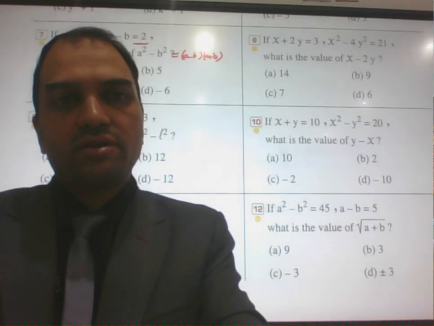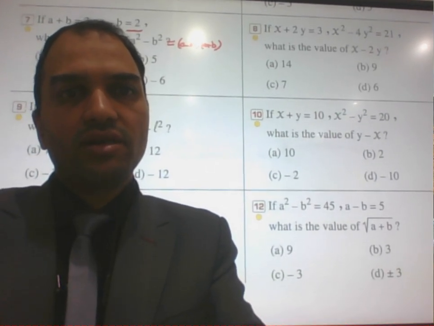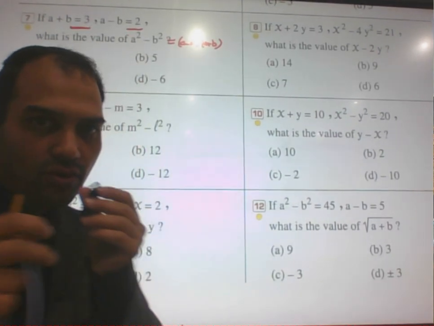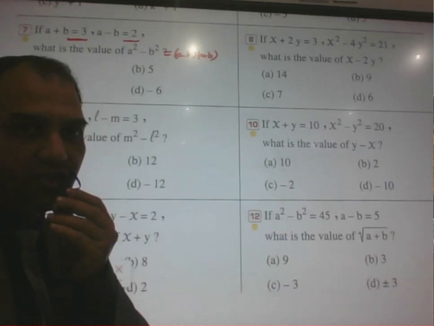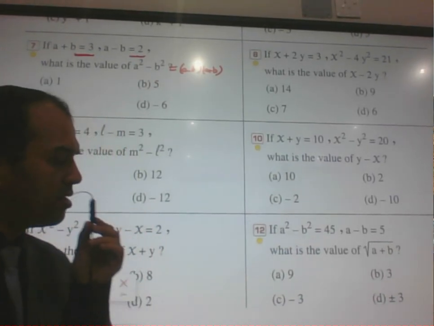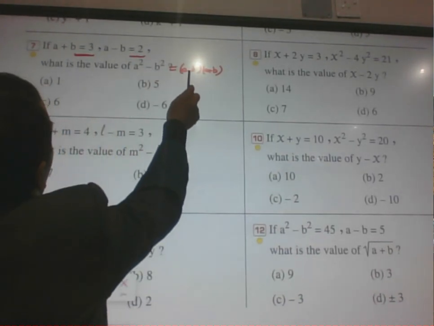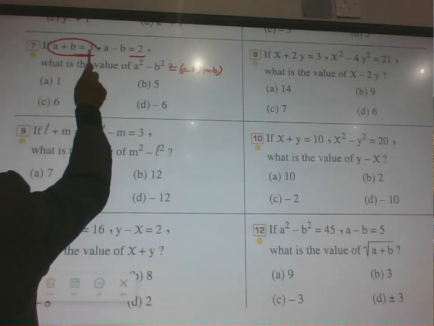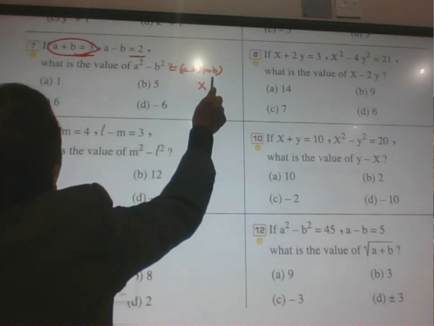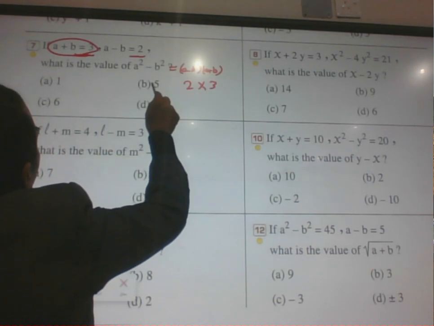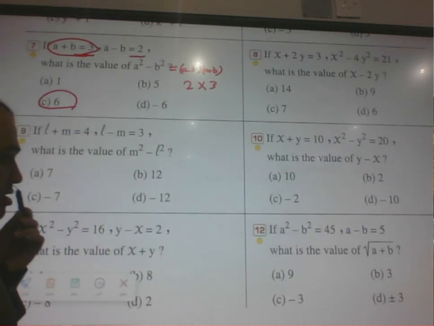Look at here. We have the value of a minus b, and the value of a plus b was 3. Okay, write 3 here. Look, he gave me the value here. A plus b was 3 and a minus b was 2. 2 times 3 is 6. Then the value here would be 6.